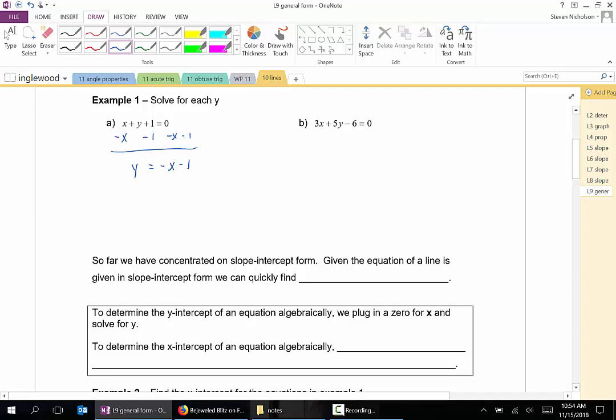And seeing as we have it written in mx plus b form, we know the slope is negative 1, and we know the y-intercept is (0, negative 1). So again, a very nice way of writing it.